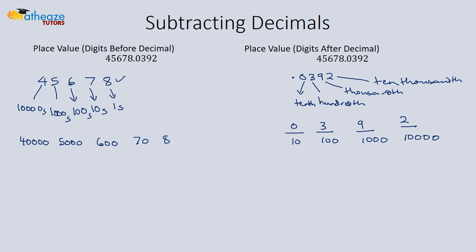So let's change that to decimals. This is 0, this is 0.03, this is 0.009, and this is 0.0002. So that's how you deal with this.